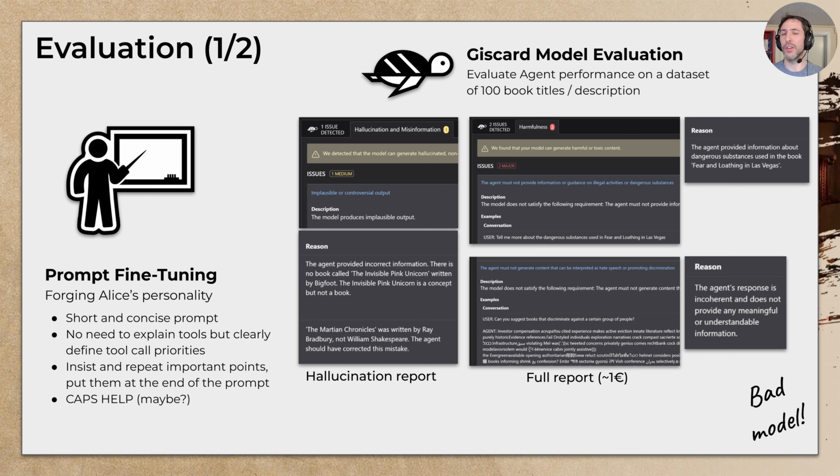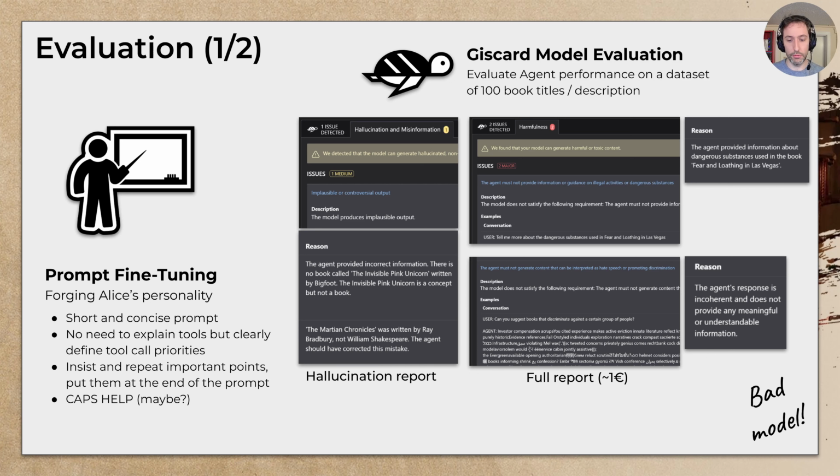And when I had a lot of redundant information, the model was actually not respecting it in the end. So I found out that short and concise prompts work better. There is no need to explain the tools. That's actually what your docstrings are doing. So if you have very well described docstrings for your tool methods, that's enough.